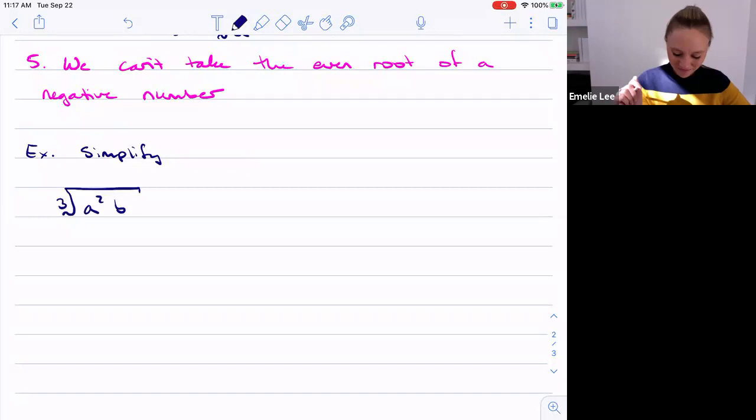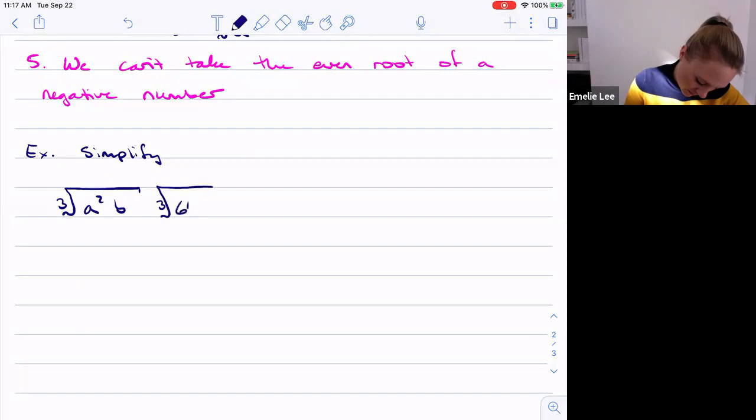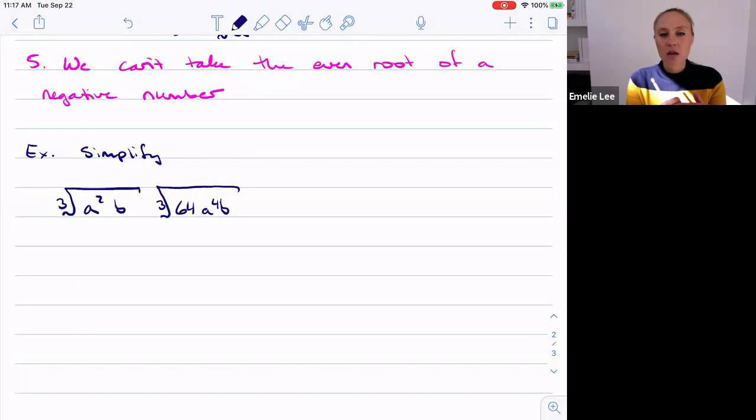It works. So I put a little lip on my square root if I'm being careful, especially if I'm dealing with something like this, where I'm then going to take the third root again of the 64a to the 4 times b. So if I want to simplify this, right, then I'm dealing with the nth root, so the third root in this case, but essentially I'm just dealing with a bunch of exponents, right?